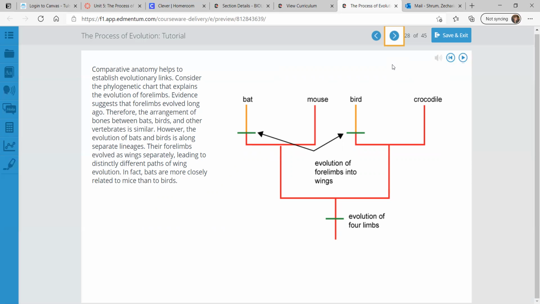In fact, bats are more closely related to mice than they are to birds. And you can see that here. So they evolved to create similar structures, but they did it through different ancestors.